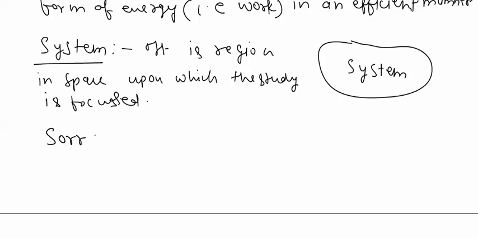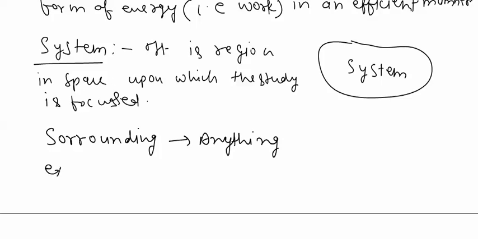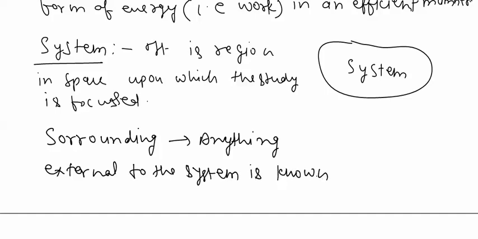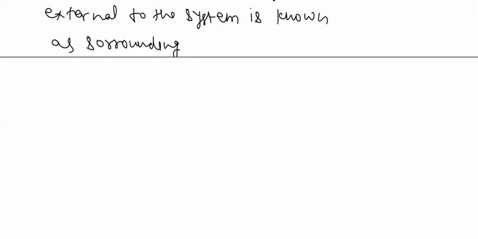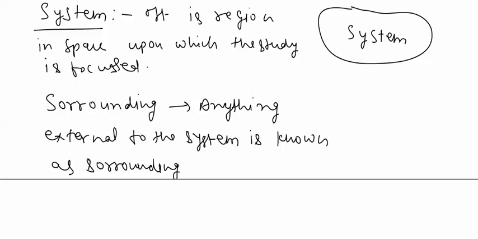And if we look at the surrounding, anything external to the system is known as surrounding. If we consider it as a system, then anything external to the system is a surrounding.